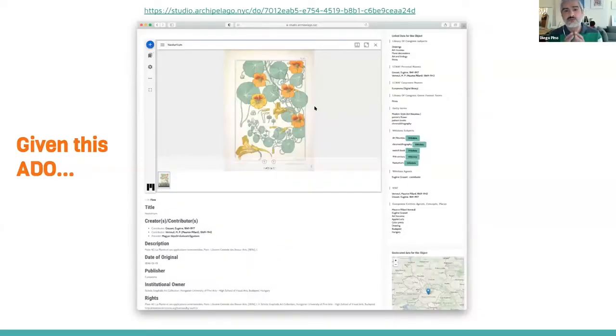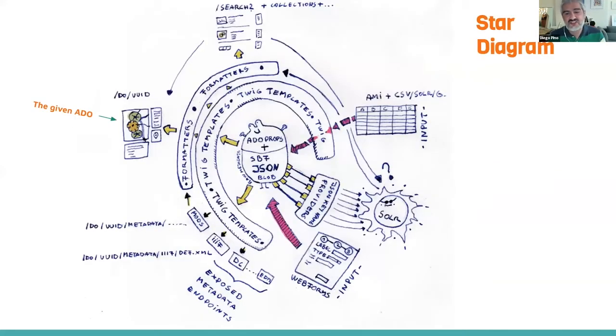Okay, so this is an object the way I showed you inside the repository, right? You have linked data on the right side, VF, our things, a map, object description, and a viewer, right? So given this object, this is a diagram that tries to explain how things happen inside Archipelago. So in the middle, this creator here is your digital object, right?